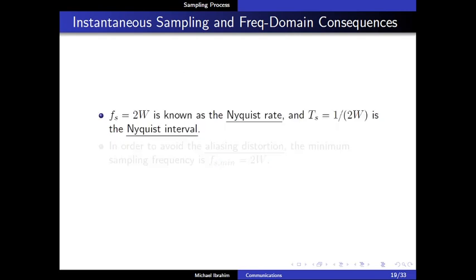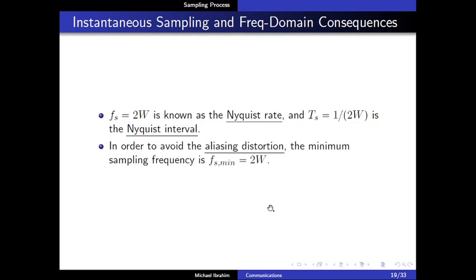Fs equals 2W, where W is the bandwidth of the signal, is known as the Nyquist rate, and Ts equals 1 over 2W is called the Nyquist interval. In order to avoid aliasing, in order to avoid this overlap in spectrums and interference, the minimum sampling frequency should be chosen to be equal to 2W, the maximum frequency content or the bandwidth of the signal.